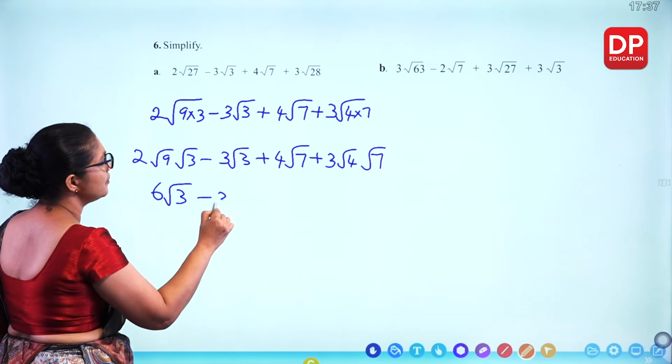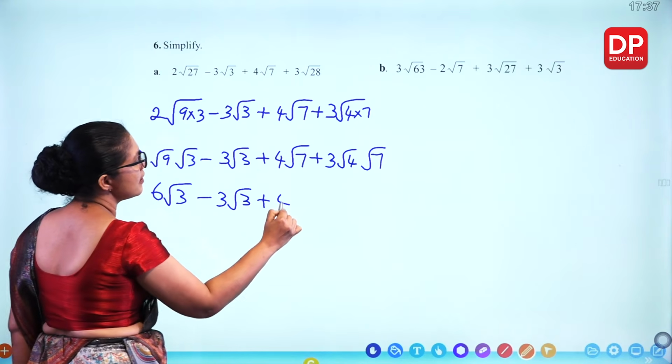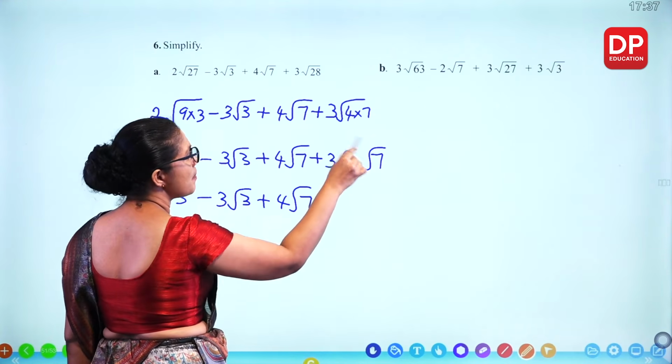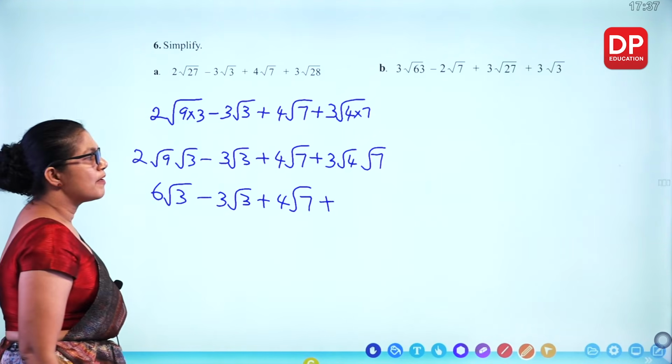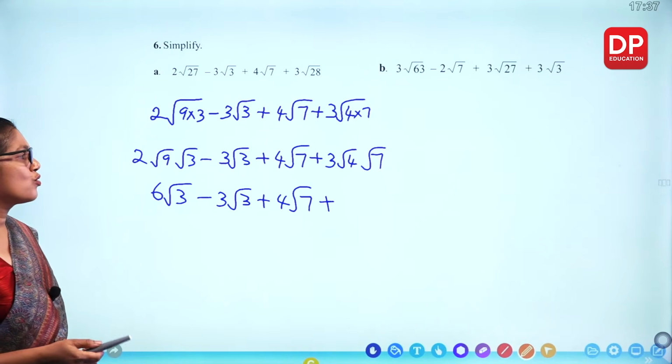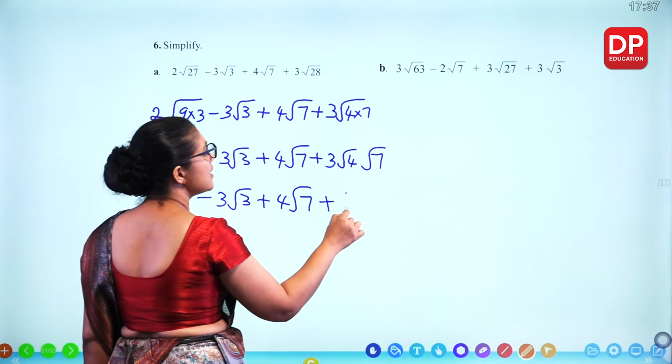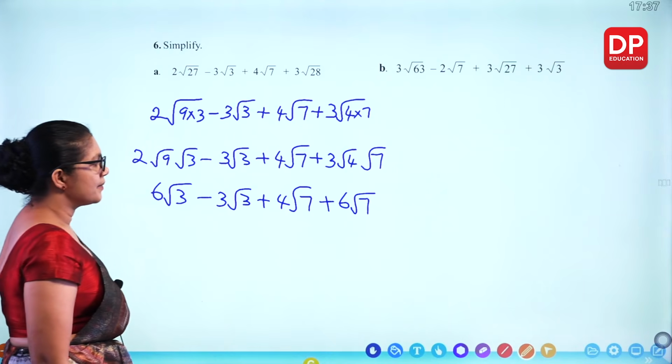What about this one? You can write as it is. This part again you can simplify. What's square root of 4? 2. 2 times 3, 6. You get 6 root 7.